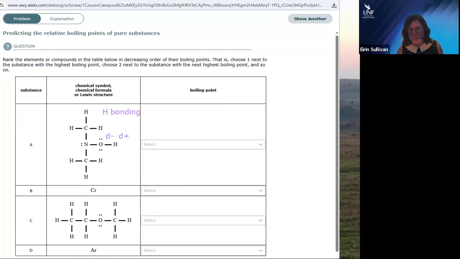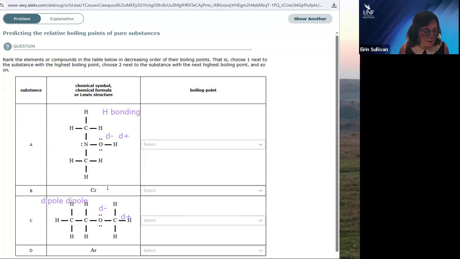In this other one, we also have a polar bond, so we have a delta minus and delta plus, but it is not a hydrogen bond. The oxygen is delta minus, and the carbons on either side are delta plus. So this is dipole-dipole but not hydrogen bonding. It's still going to result in an elevated boiling point compared to dispersion-only forces, but not to as great a degree as hydrogen bonding.